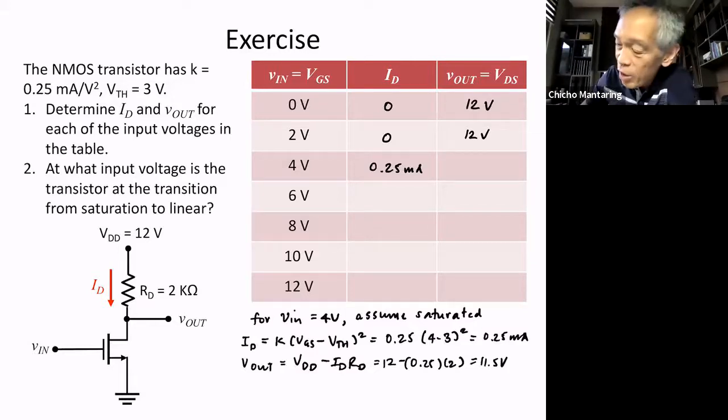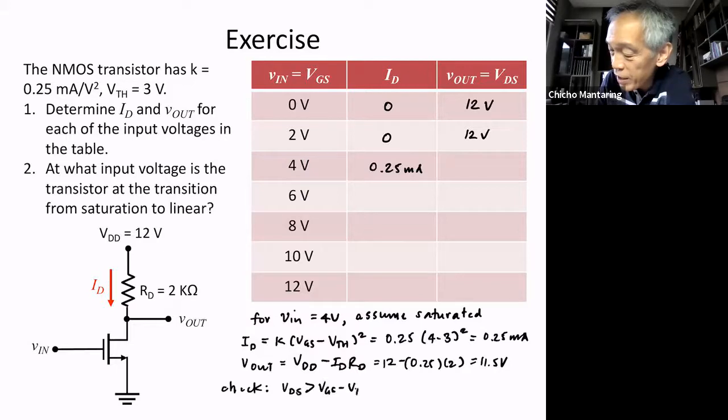Ngayon, hindi ko muna ilalagay dito. Bakit? Kasi i-check ko muna kung talagang saturated yung transistor, no? Because I can only use this formula for I sub D if it's really saturated. Now, how do I check? Our check is VDS should be greater than VGS minus VTH.